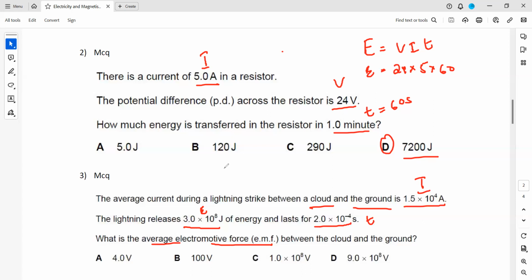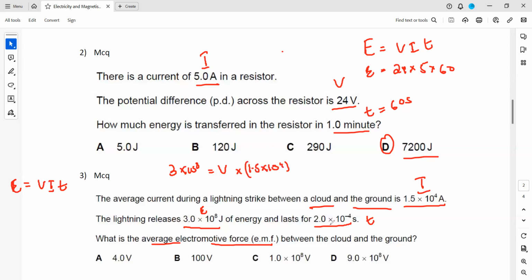Again, we'll use the same formula, that energy, when we have voltage, current, and time, E equals VIT. Where E is the energy, that is 3 into 10 to the power 8. V is the voltage, that is unknown, the electromotive force. I is the current, which is 1.5 into 10 to the power 4.